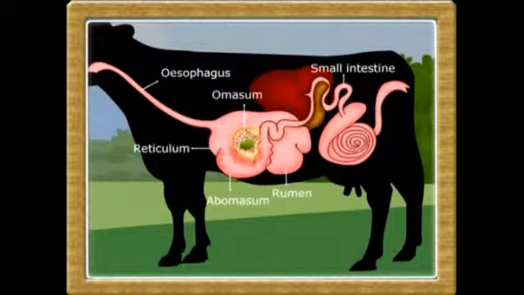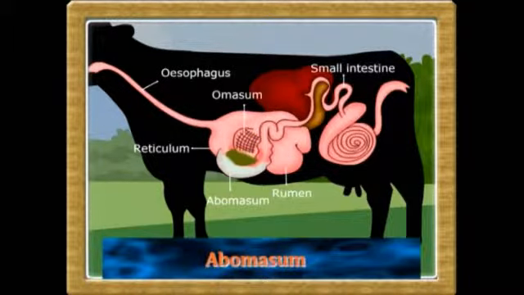Internally, the omasum is thrown into a number of folds to increase the absorptive area. Absorption of the digested food begins in this chamber where the water and bicarbonate present in the food is absorbed. The food now becomes concentrated and is sent into the fourth chamber, the abomasum.